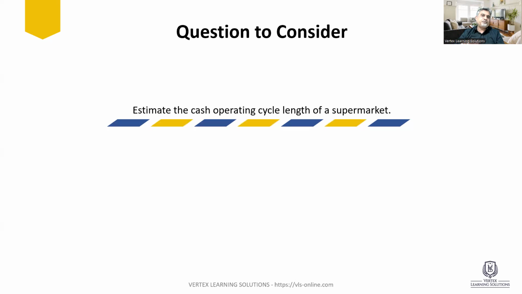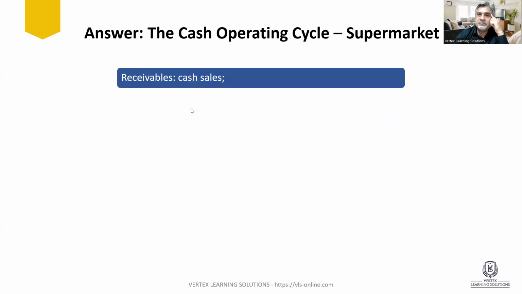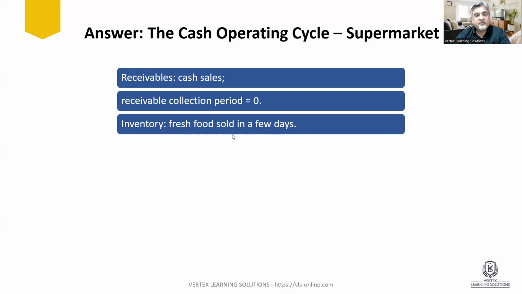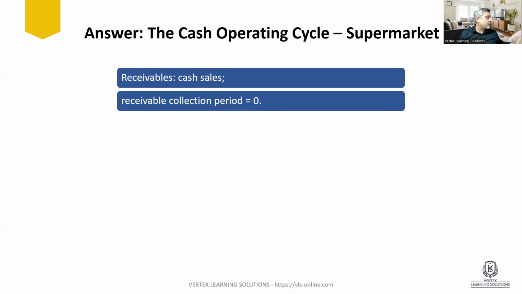So as a Coca-Cola distributor, it is difficult for me. But retail stores are different. A supermarket is a different model, because there are no receivables; they sell goods for cash. When do you go and buy goods on credit from a supermarket? Never. Either you pay cash or you charge your card, but you pay on the spot. So they don't have credit sales, they are always receiving cash from customers, and the receivable collection period is 0. However, inventory, fresh food is sold in a few days, but most of the goods they are purchasing on credit. That's why I say that the supermarket model is exactly opposite to most businesses.